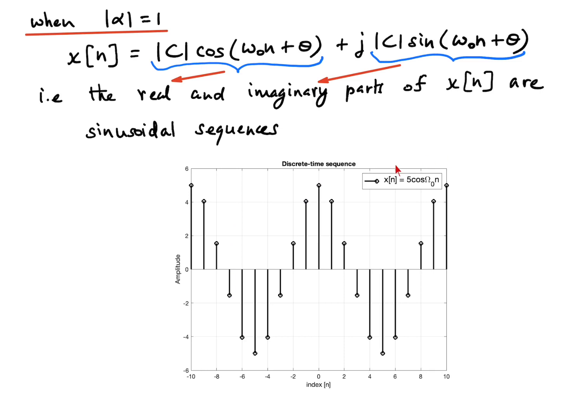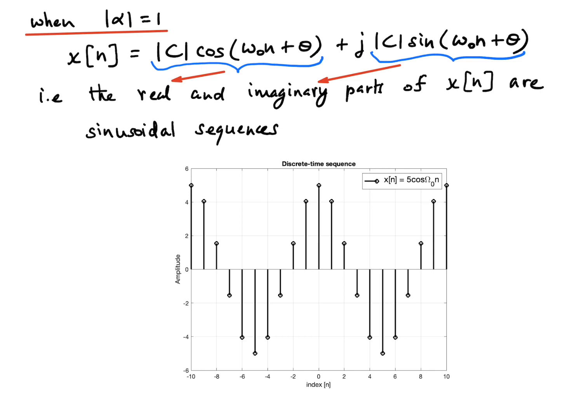So that is exactly what is here, and I have shown the real part in this diagram, which is a cosine. The imaginary part will start from 0 and move upward like this. So the sequences of the signal for the real and imaginary part of x of n are going to be sinusoidal sequences when the magnitude of alpha is chosen to be equal to 1.